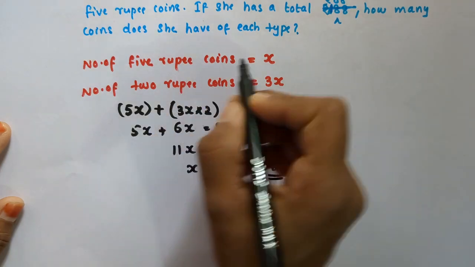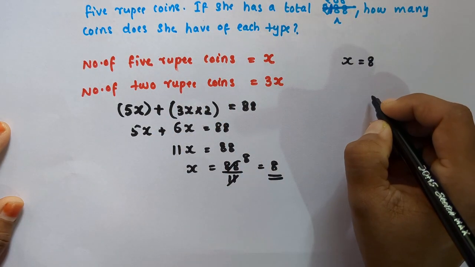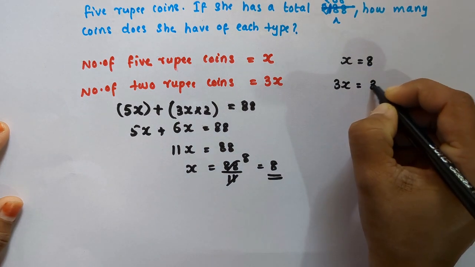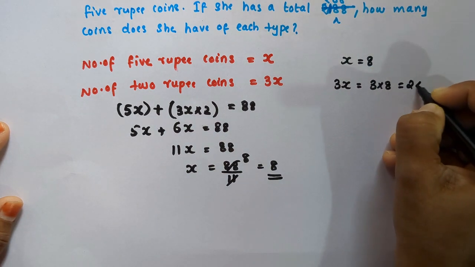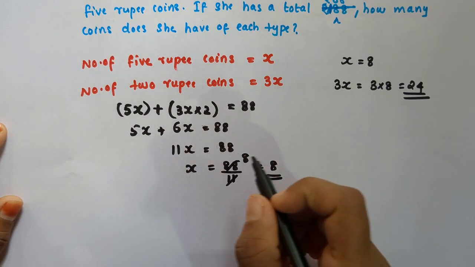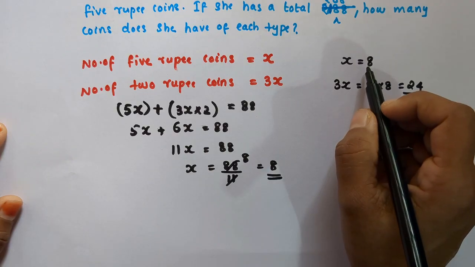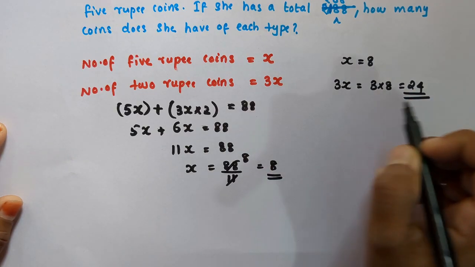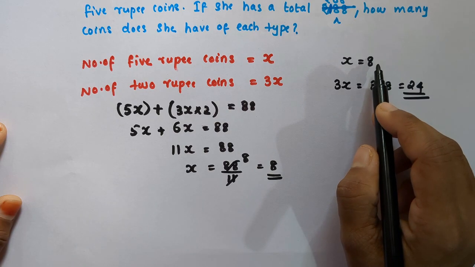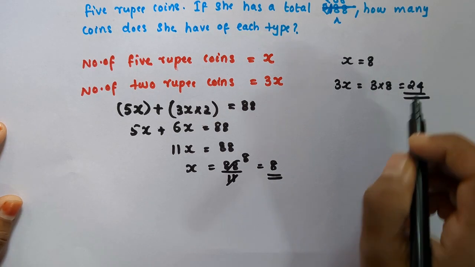So the number of 5 rupee coins is equal to x, that is 8. The number of 2 rupee coins is equal to 3x. So 3x means 3 into 8, which is 24. That is, the number of 5 rupee coins she has is equal to 8 and the number of 2 rupee coins is equal to 24. So Ruby has 8 five rupee coins and she has 24 two rupee coins.